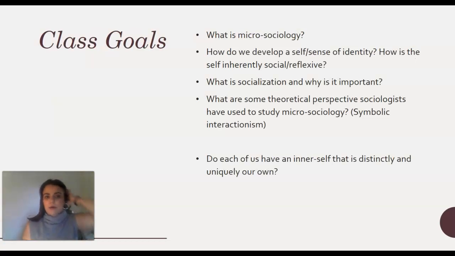All right, so let's talk about some of the goals for this class today and the questions we're going to be asking. Of course, straight to the point, we're going to look at what is micro-sociology exactly, okay? And then more specifically, we're going to be looking at subtopics within micro-sociology. So we're going to ask, how do we develop a sense of self, a sense of identity as human beings, okay? We're going to talk about what socialization is and why it's important to us as sociologists. And then we're going to look at some theoretical perspectives sociologists have used to study microsociology, specifically a kind of theoretical tradition called symbolic interactionism.